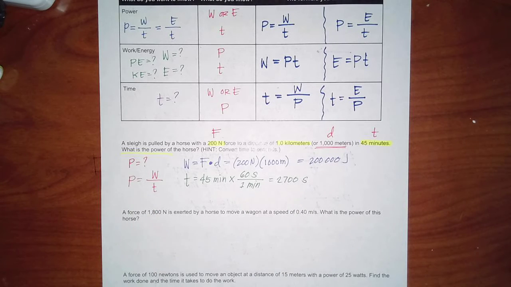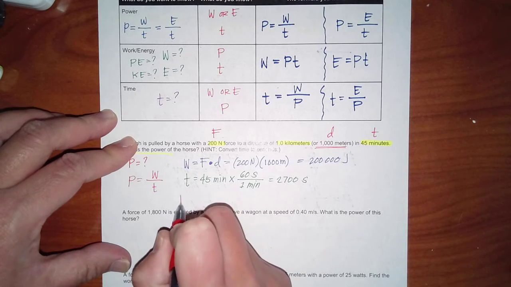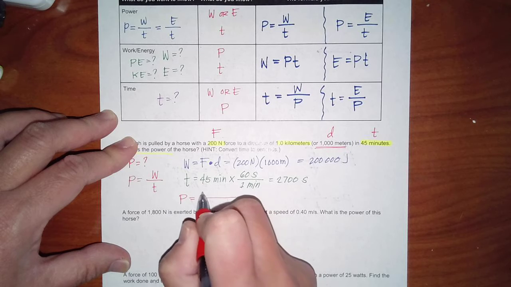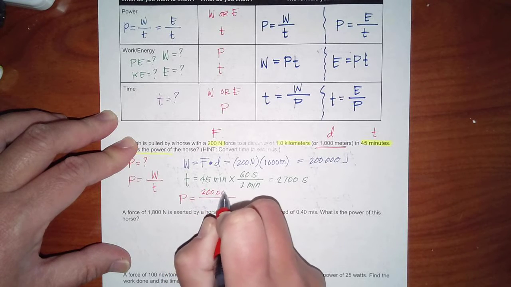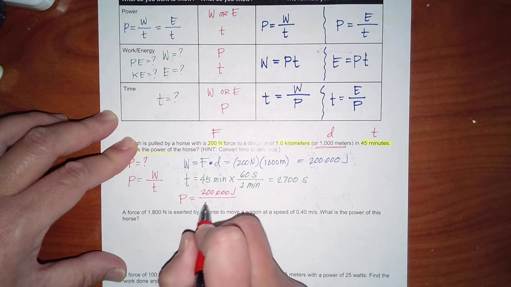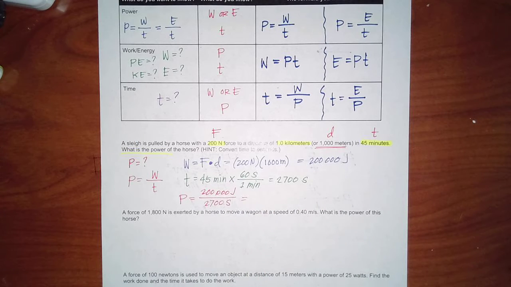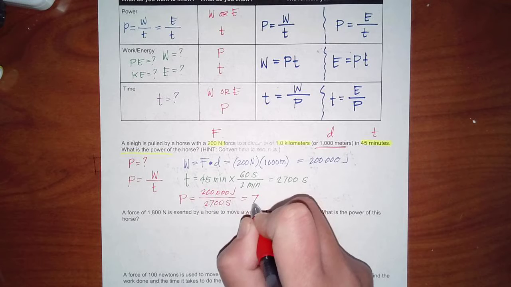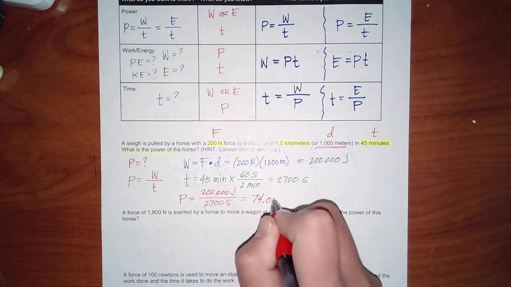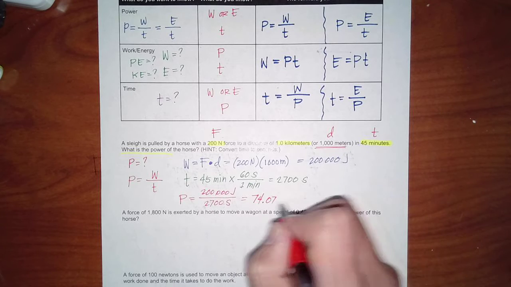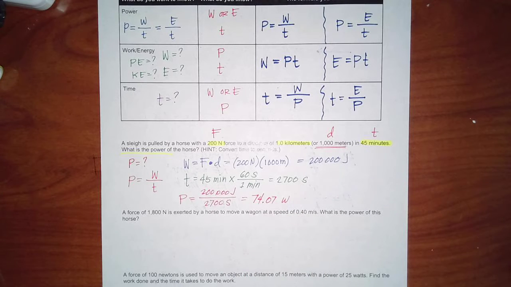Now going back to our equation to solve for power, let's plug in the values, which will give us 200,000 joules divided by 2,700 seconds. So this will give us 200,000 divided by 2,700. Therefore, power is equivalent to 74.07 watts, and that is in terms of W. So that's how you work on this example.